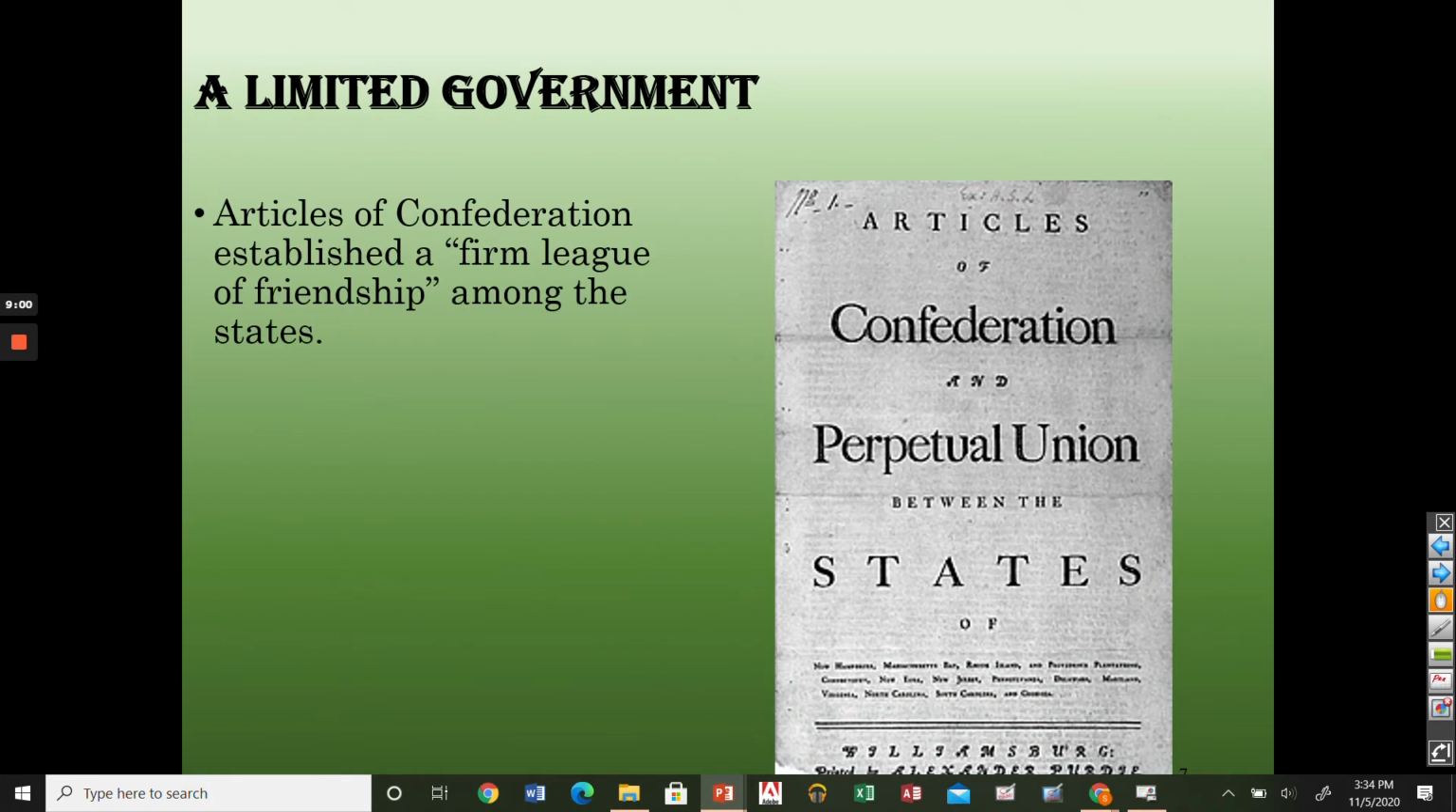Make sure you write down the details on this slide. What the Articles of Confederation established was a, quote, firm league of friendship. Again, that gets back to the point I was making earlier. Confederation is more of an alliance than it is a unified nation. They were creating a league of friendship.